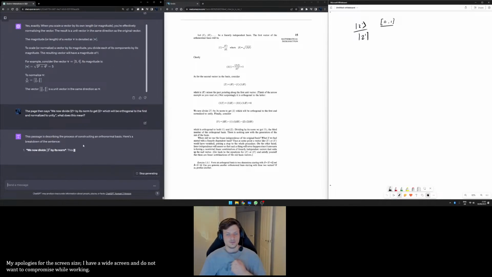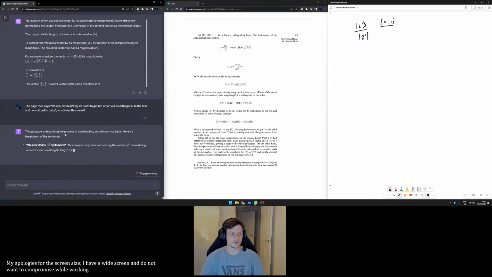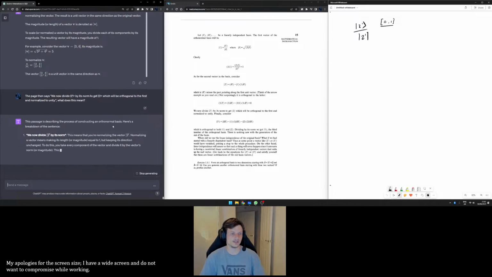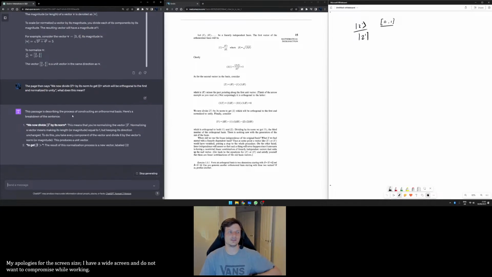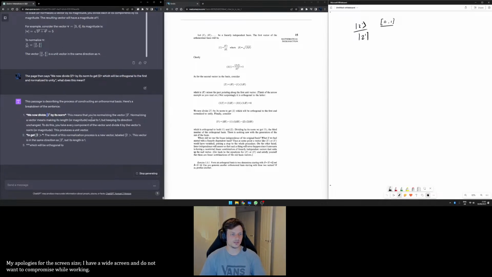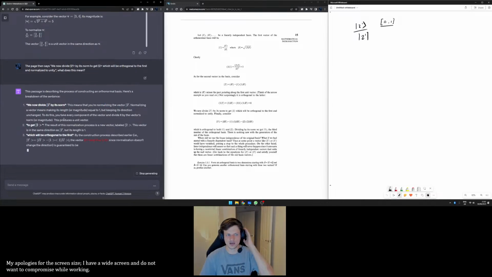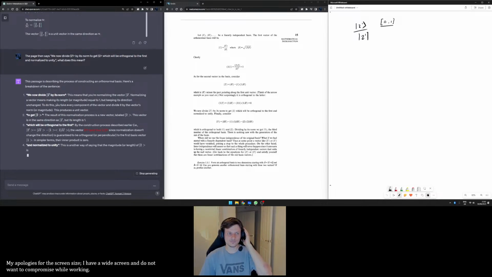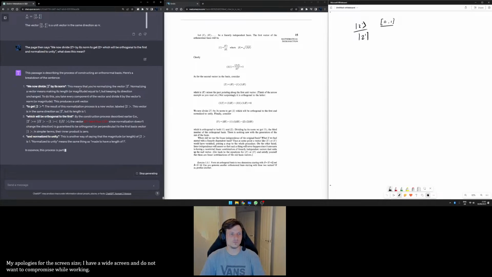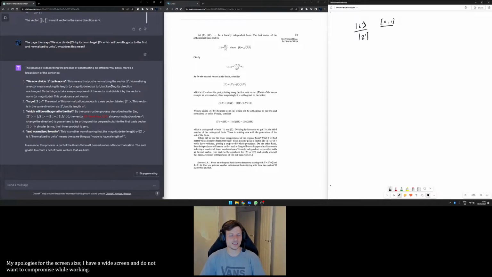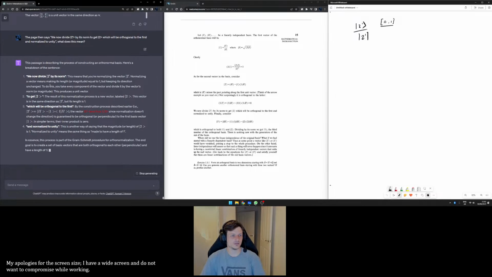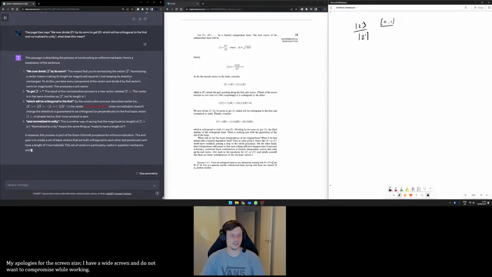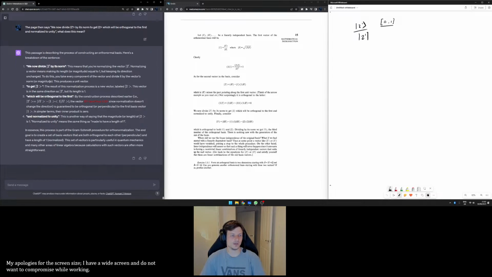Oh, it's so hot today. Nice. This passage is describing the process of constructing an orthonormal basis. Here's a breakdown of the sentence. We now divide 2 by its norm. This means that you're normalizing the vector 2. Normalizing a vector means making its length or magnitude equal to 1, but keeping its direction unchanged. To do this, you take every component of the vector and divide it by the vector's norm or magnitude. This produces a unit vector.